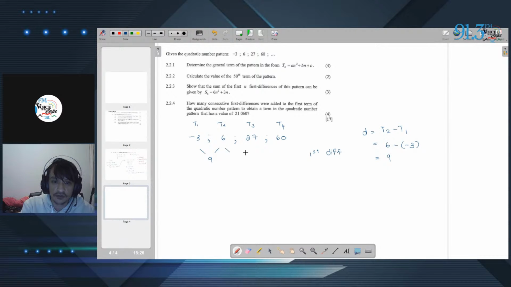Now, the first difference between term 3 and term 2 is 27 minus 6. That's 21. And we go over here, and we'll find the first difference between 60 and 27 is going to be 33. Now we find the second difference. So here we go. Second difference.